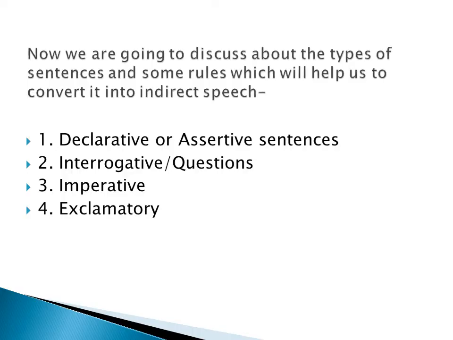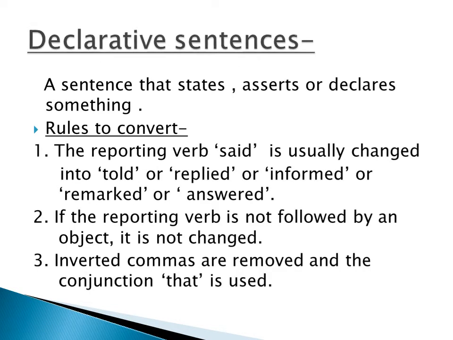Now we are going to discuss the types of sentences and some rules which will help us to convert them into indirect speech. The first one is declarative sentence. A sentence that states, asserts or declares something is called a declarative sentence. Rules to convert it. The reporting verb said is usually changed into told or replied or informed or remarked or answered.